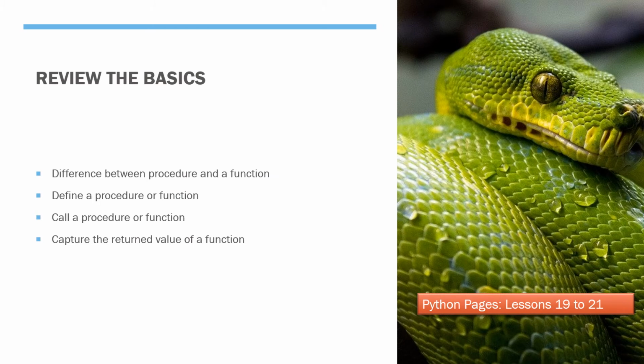If you're not clear about the difference between a procedure and a function, how we define and call procedures and functions, and how we capture the returned values of functions, then go to the beginners page, Python pages on YouTube, and revisit lessons 19 to 21. This will remind you of everything you need to know. I'm leaving it up to you to decide if you need to do that, but I'm assuming that by the time of the next lesson, you'll be ready to write your own procedures and functions.